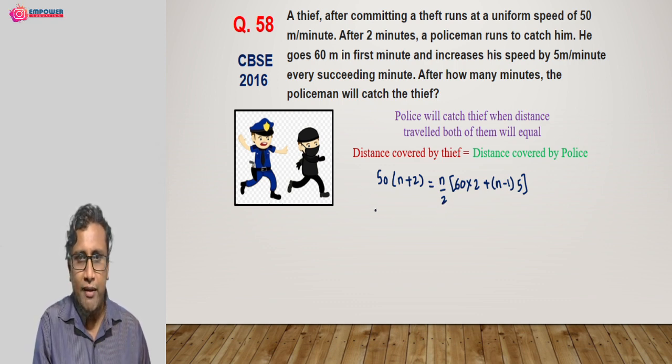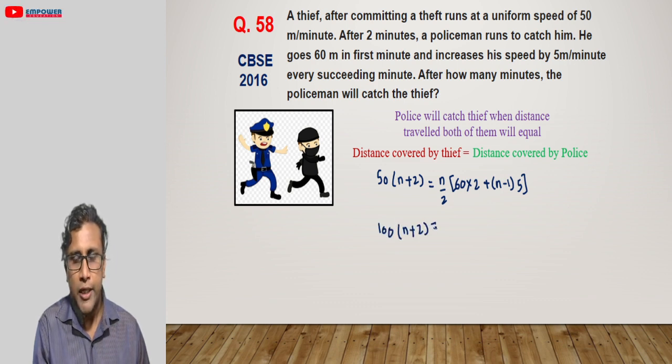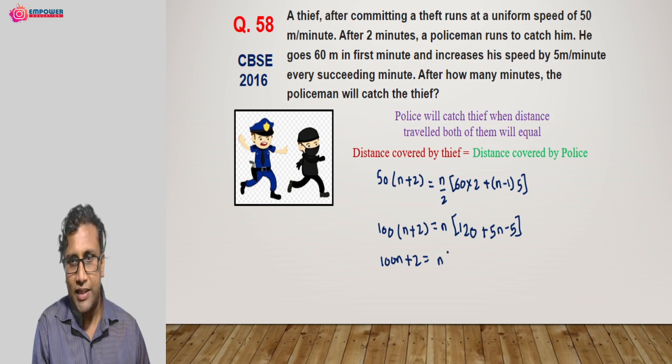So 2 into 50 will become 100. Let's take this 2 to the LHS side. So this is 100 (n plus 2). Here I will have n in bracket 120 plus 5n minus 5, right? Okay. So let's solve this bracket. This becomes 100n plus 200. n will be as it is. 120 minus 5 will become 115 plus 5n.